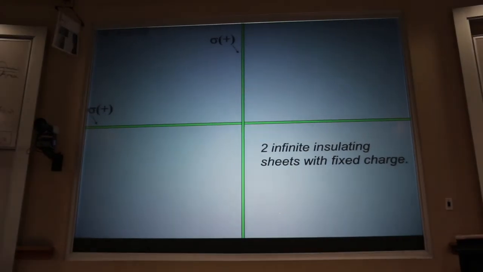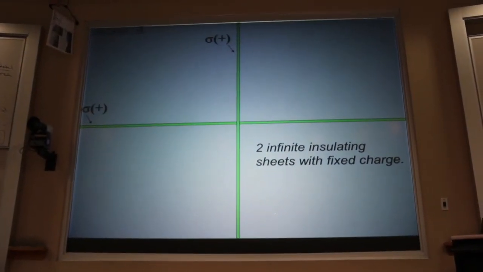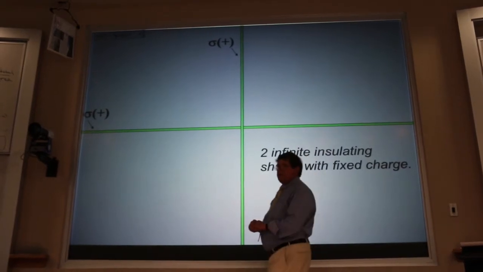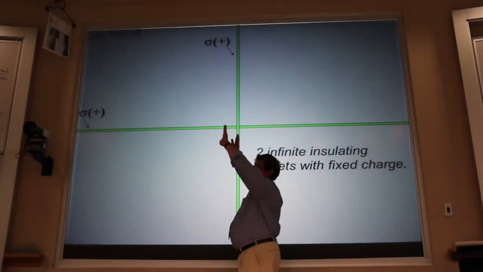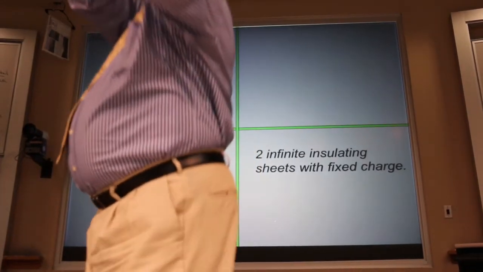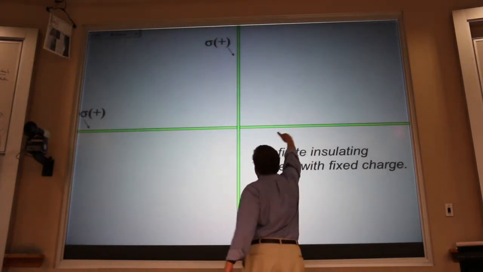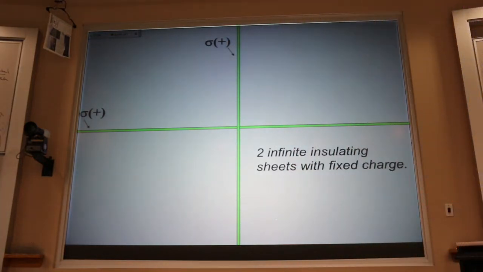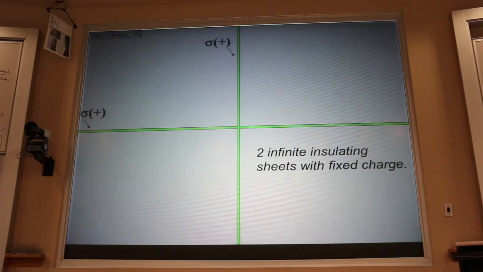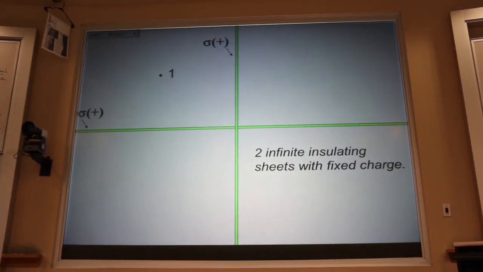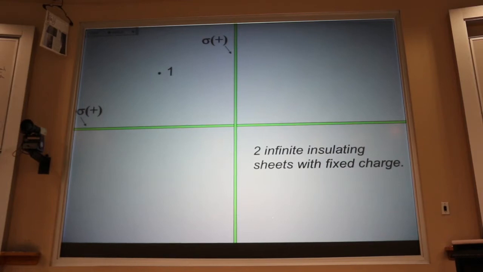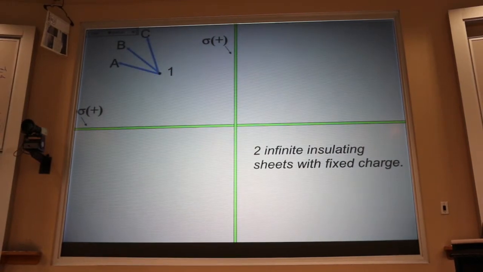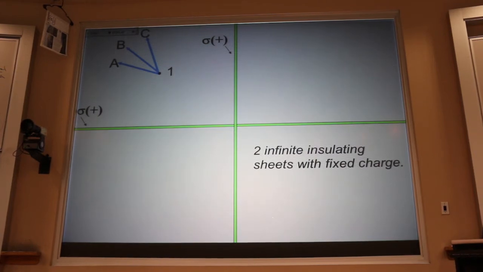Let's see how well we understood what we just learned. I have 2 infinite sheets, insulating material that's been charged up by rubbing. This line represents a sheet that divides a class in half. Joseph got cut in half back there. Okay? This line represents a sheet that goes over your heads. It just kind of keeps on going. Now, if I look along the 45-degree axis there, at point 1, and I ask you which of those vectors, A, B, or C, represents the direction of the electric field due to these 2 sheets, what would you answer?